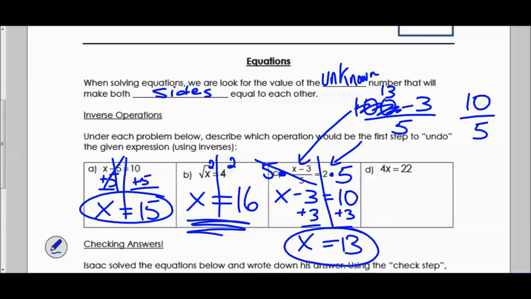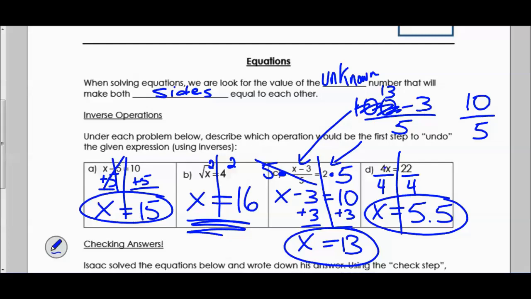The last one, we have multiplication. 4x is really 4 times x. To undo that operation, we're going to divide by 4 on both sides. We get x equals 5.5. It's fine that that's a decimal. Again, you can always check it by just plugging it back in. 4 times 5.5 would give you 22.